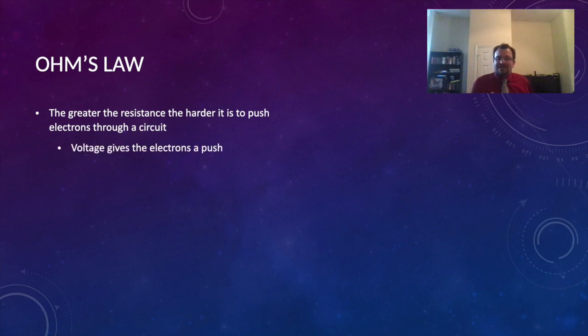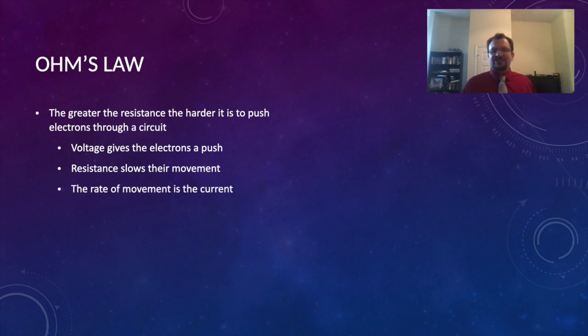And then voltage is what gives those electrons a push. That's what sort of pushes the electrons down the wire. And resistance slows their motion. And the rate of motion is called the current. And so in equation form, this looks like V equals IR, where V stands for voltage, I is the current, and R stands for the resistance.